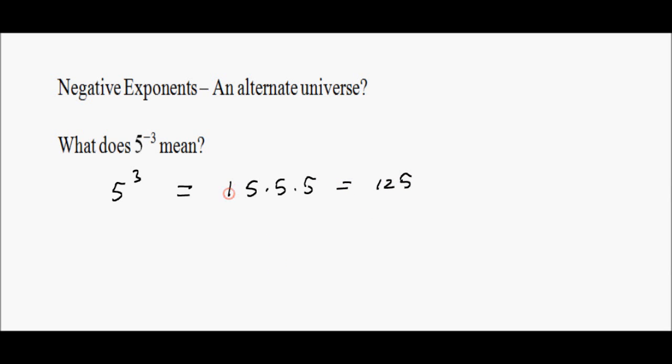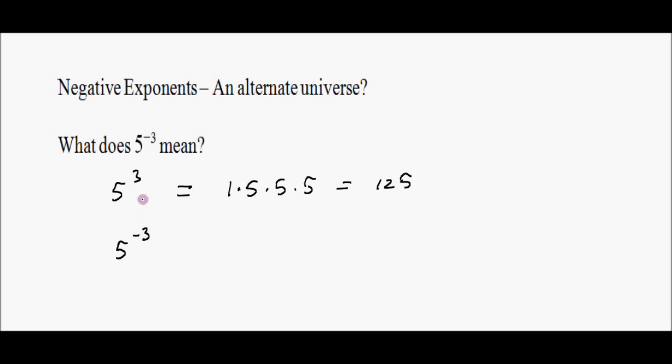And by the way, if we put 1 times in front of this whole thing, we still get 125, right? Multiplying anything times 1 is still itself. So how do we take this and try to make meaning or give meaning to 5 to the negative 3 power? There's a couple of ways to think of it. And one way is to look at it like this.